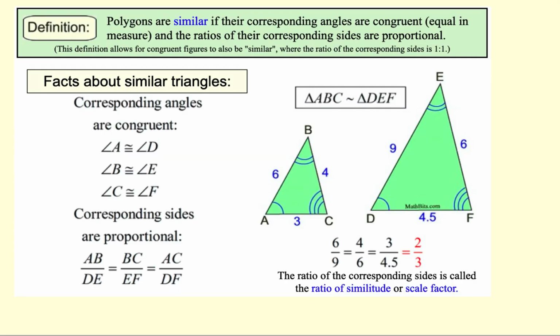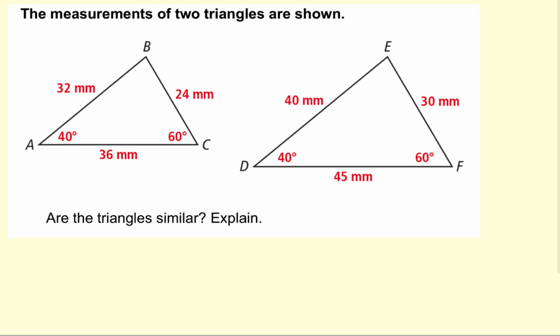Let's take a look at two figures that are similar. We have this similar symbol here, not a congruent symbol. Polygons are similar if their corresponding angles are congruent and the ratios of their corresponding sides are proportional. So they have the same shape, but not necessarily the same size. Let's take a look to decide whether these two triangles are similar.